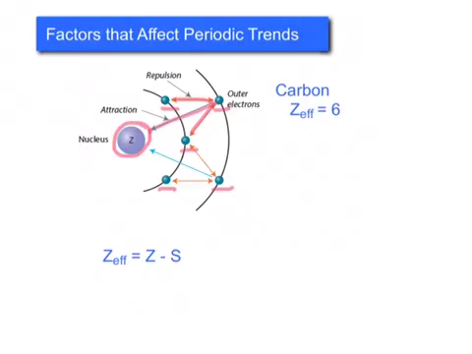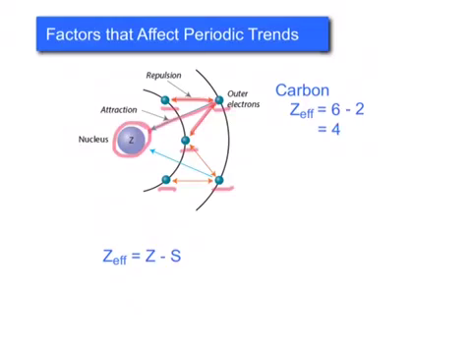Okay, so carbon has electrons in the second energy level, but that energy level is not full yet. So we can only look at the ones in the first. So that means that we have 2 core electrons because it's just the ones in the 1s that we count. So Z effective for carbon is going to be 6 minus 2, which is equal to 4.